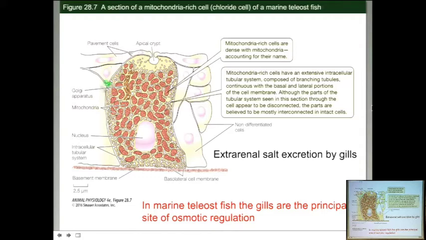They also have a very interesting tubular system where there are huge invaginations of the cell membrane. It's an interconnected series of tubes that lead from the cell membrane, a huge surface area on these cells. And these are the cells that do the salt excretion and make the point that in marine teleost fish, the gills are the principal site of osmotic regulation because they can change the solutes in the blood, whereas the kidney in these fish cannot.